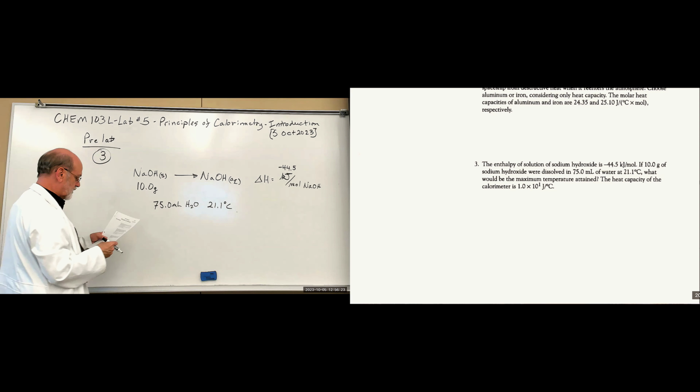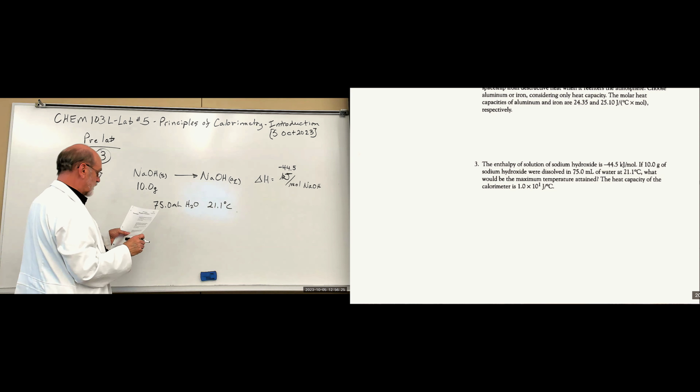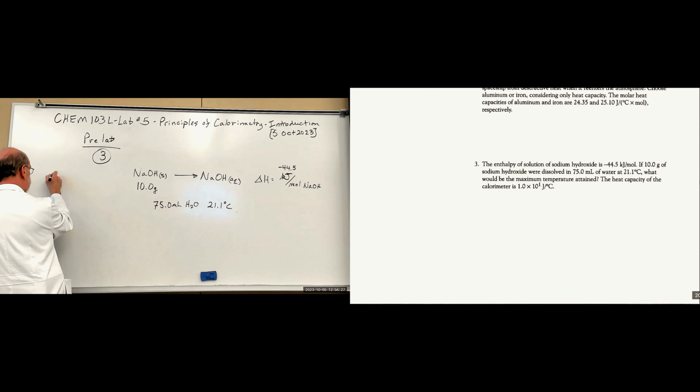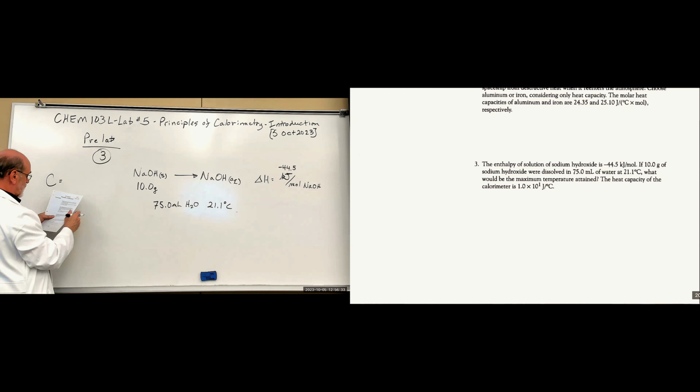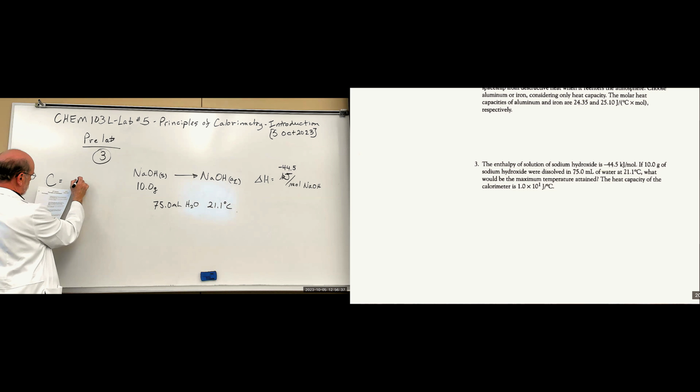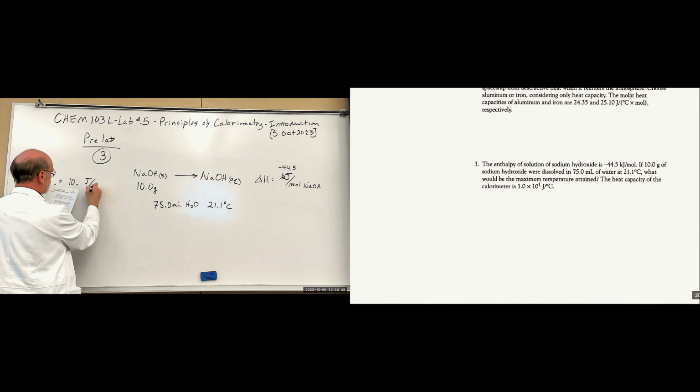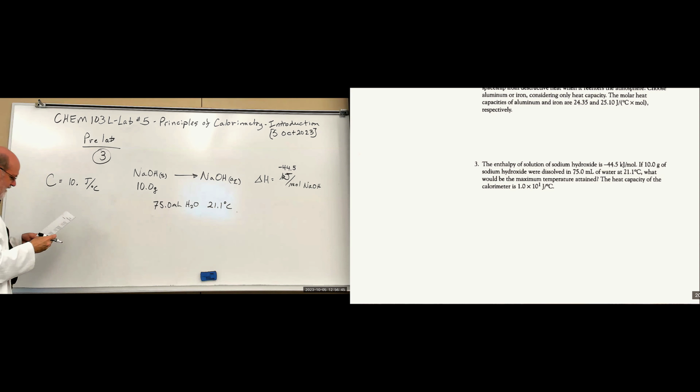The heat capacity of the calorimeter is 1 times 10 to the first power. So the big C, we call that the heat capacity of our calorimeter. That's just 10 joules per degree C. Okay.